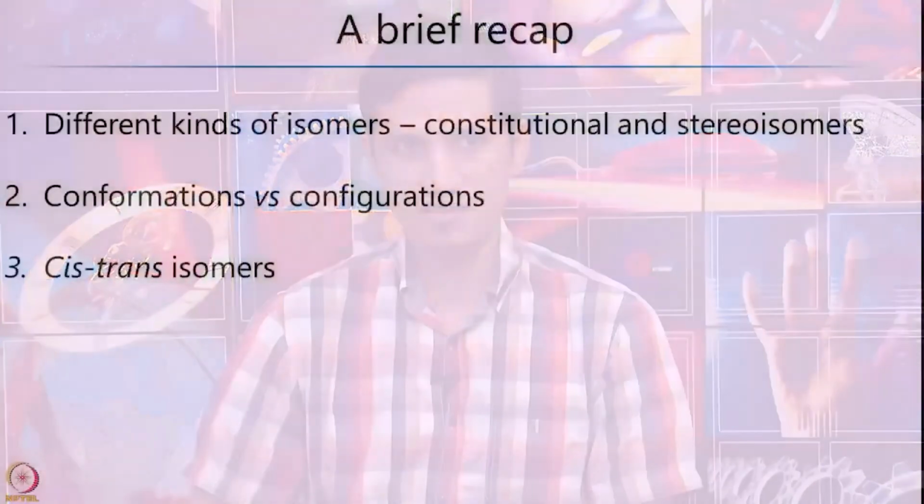In this lecture, we will go into a bit of detail about the symmetry elements of a molecule and how that dictates the chirality, or the lack of it, in a molecule. Before we get there, let us quickly recap what we learned in the last lecture.